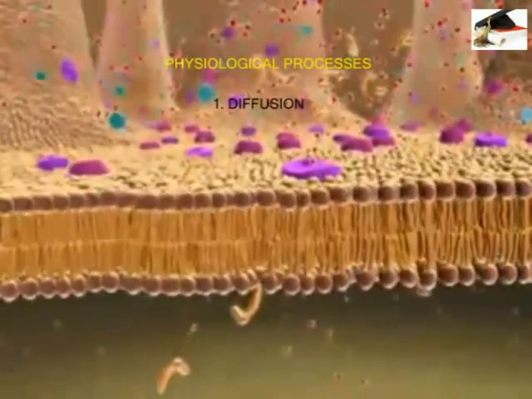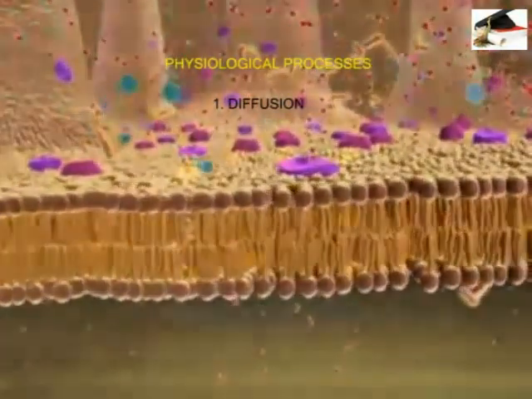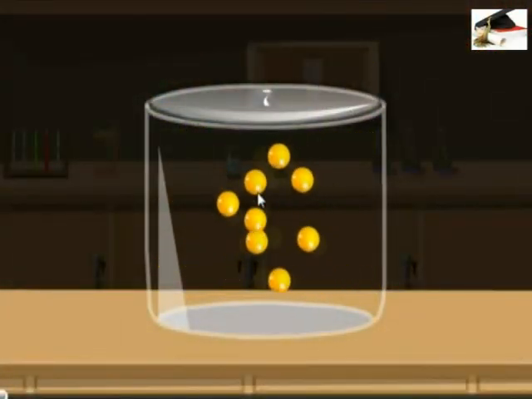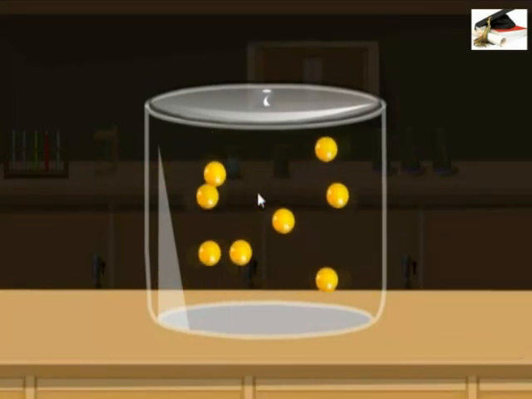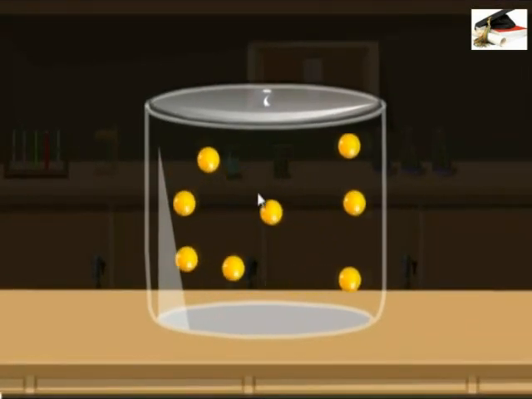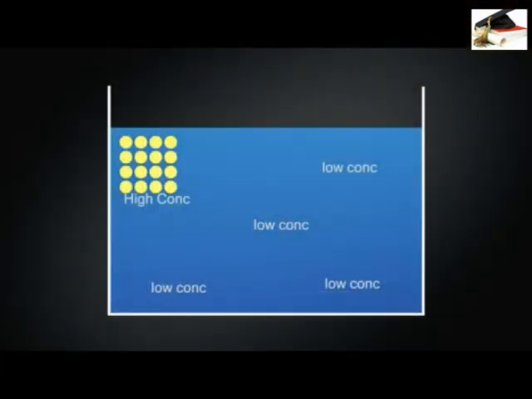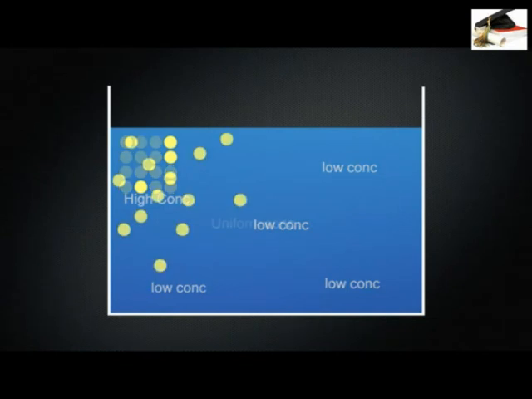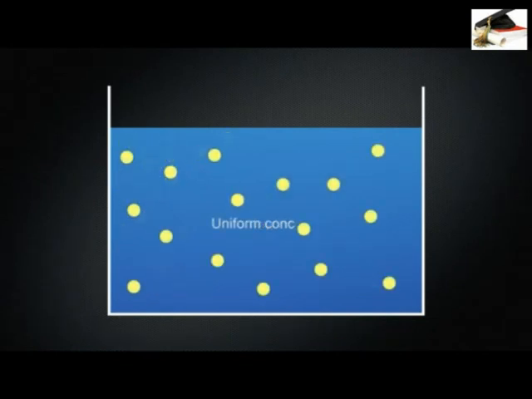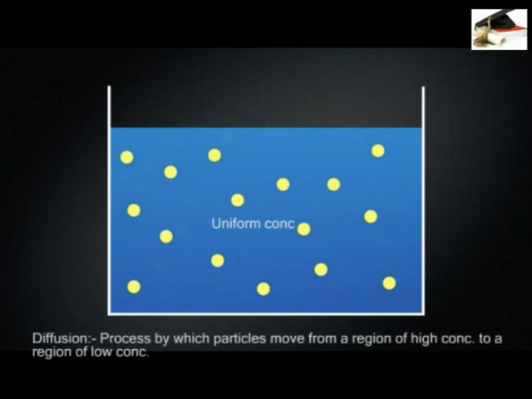Diffusion. Particles in a gas or a liquid are constantly moving freely, bumping onto each other and bouncing off randomly. As this occurs, the molecules move from a region of high concentration to a region of low concentration. This results in the particles being evenly spread in the space available. Diffusion is the process by which particles move from a region of high concentration to a region of low concentration.